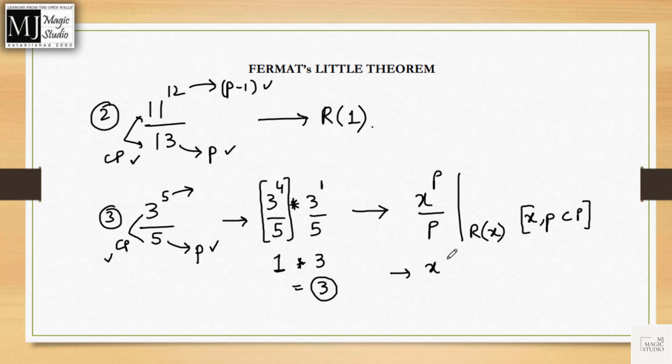We can write this as x into x to the power p minus 1. This portion when divided by p leaves remainder 1. So the first portion, x when divided by p, leaves remainder x, given that x is a smaller number than p. Obviously, if x is a bigger number than p, then we need to find the remainder accordingly. Okay, so x to the power p when divided by p will leave remainder x, given that x is less than p. We can use it now.